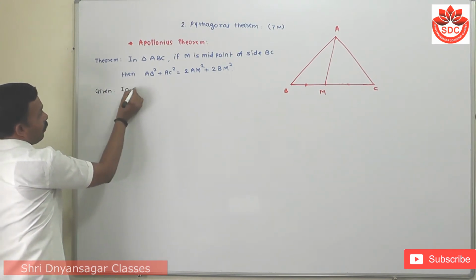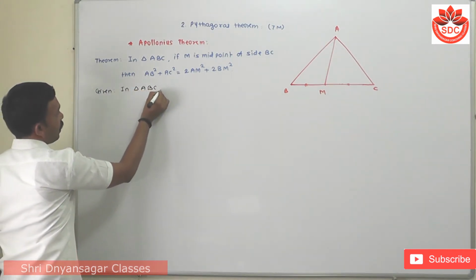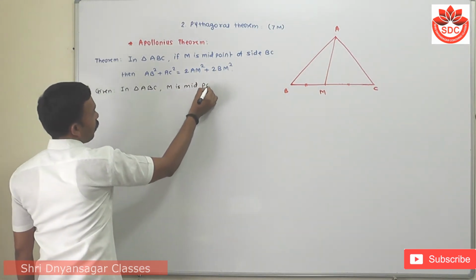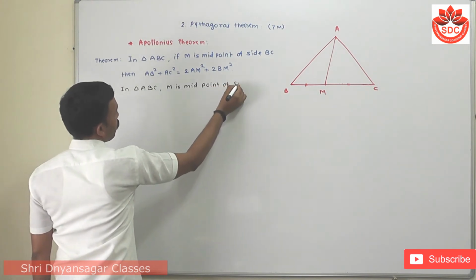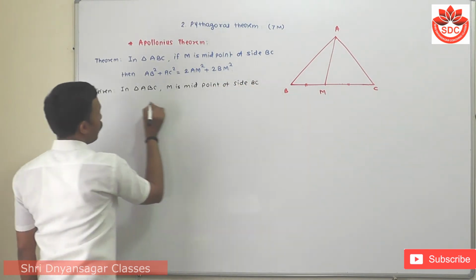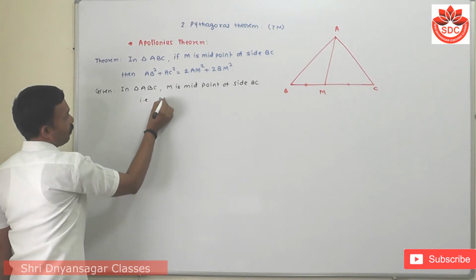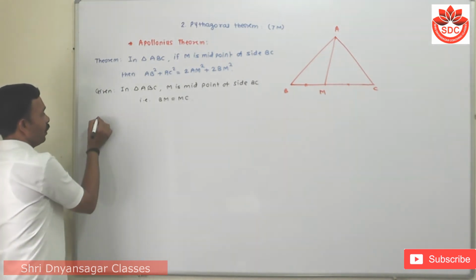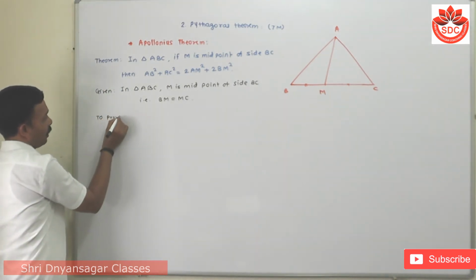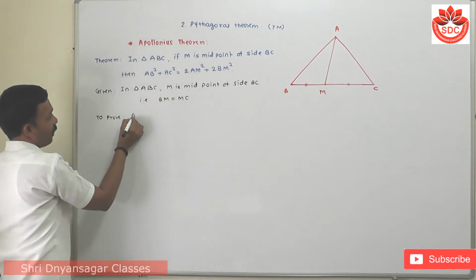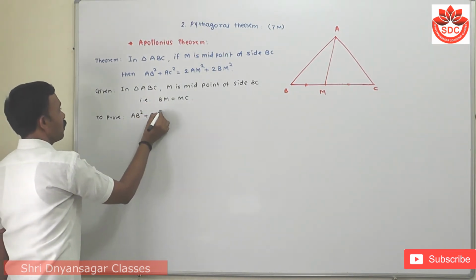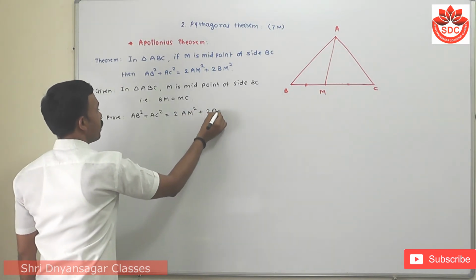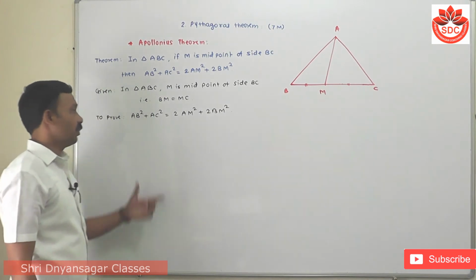In triangle ABC, point M is the midpoint of side BC. To prove: AB square plus AC square is equal to twice AM square plus twice BM square. Now we have to prove this.